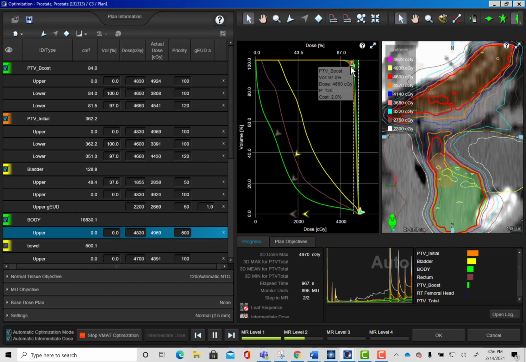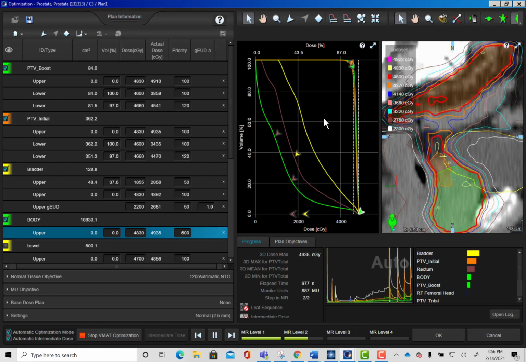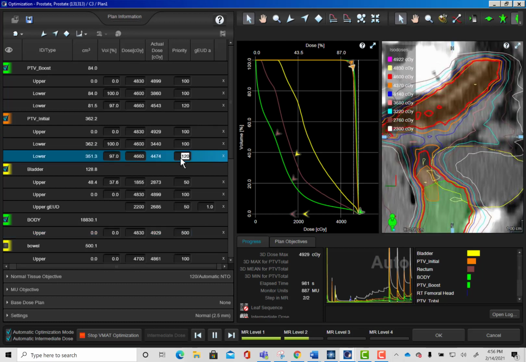So if you look up here, you can easily tell that the boost volume has better coverage than that initial volume. So once it gets to level 3 over here, I'm going to push a little harder on that initial. So this constraint right here, I want to get those as almost identical, as close to the same coverage as possible, at least.